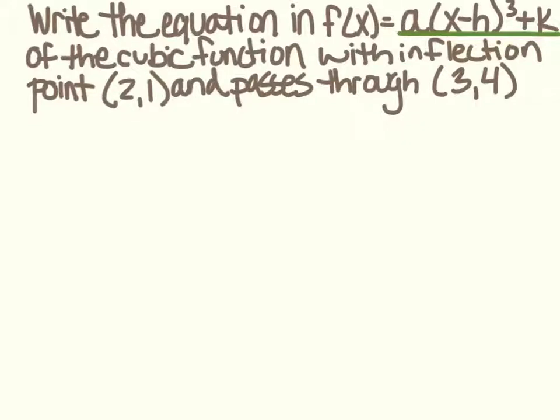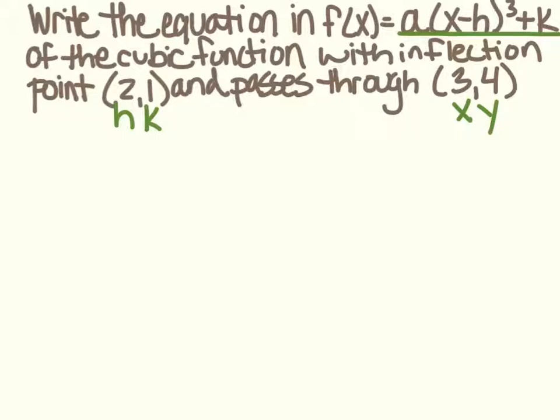So our inflection point we know is (h, k). We learned that yesterday. And then it passes through another point, so we're going to use that as our x and y. And now we have all the letters that we need except a, and we've done this before. We're going to plug everything in and find a, and then we can write the equation.